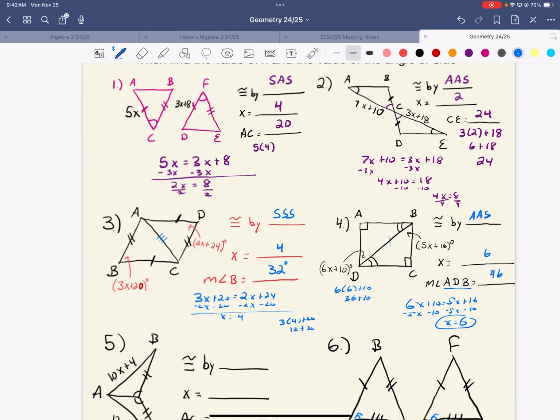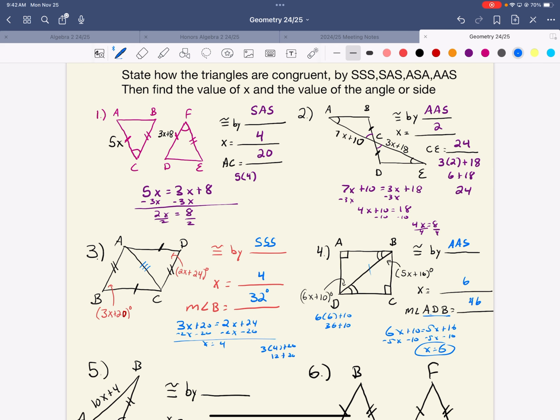Okay, so the whole goal today was just to kind of review what we've talked about the last 5 days in here and to make sure that we're good with solving the different types of problems. A side, angle, side, angle, side, angle, angle, angle, side, and side, side, side. Finding the value of x and then plugging it in to make sure it works. Any questions?